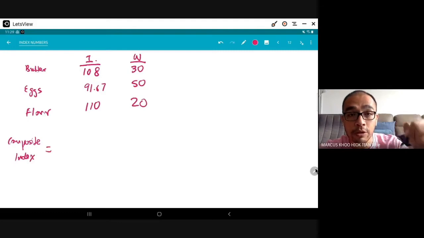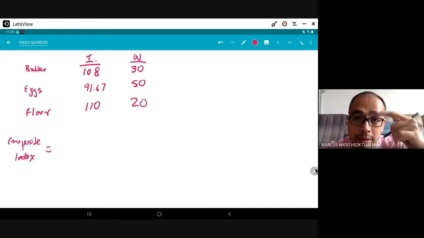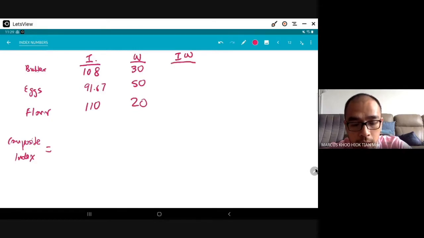You need to multiply the index and the weightage, so I'm going to write this as I times W. Can you calculate this for me, please? 108 times 30, 91.67 times 50, 110 times 20. Freya, can you tell me butter? Michi, can you tell me eggs? And David, can you tell me flour? What is the I times W?